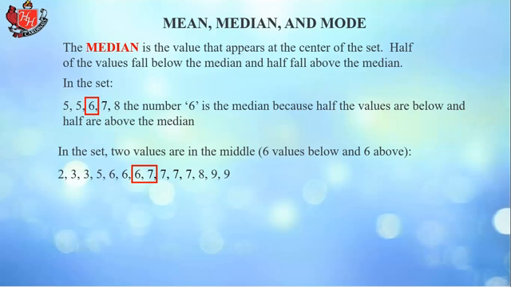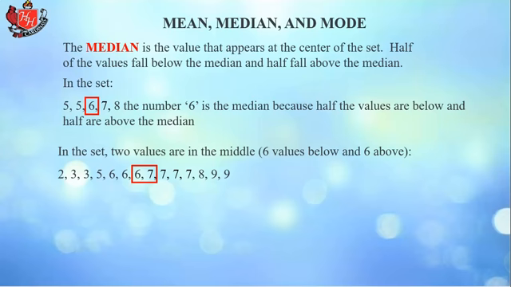In this set, 2 values are in the middle, 6 values below and 6 above. In this case, you have 14 numbers. That's an even number, so you're going to have 2 numbers in the middle. You do see that there are 6 numbers to the left of that red box and 6 numbers to the right of that red box.